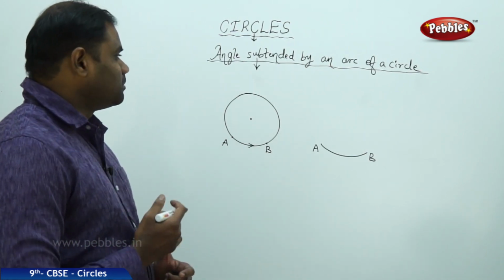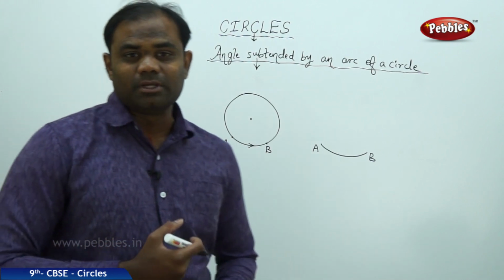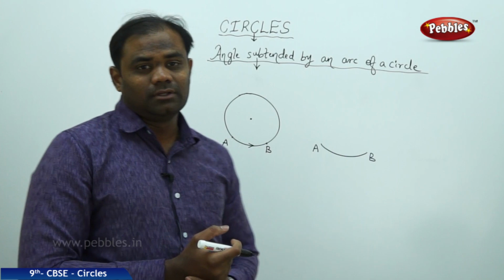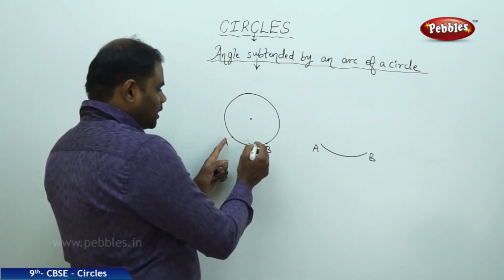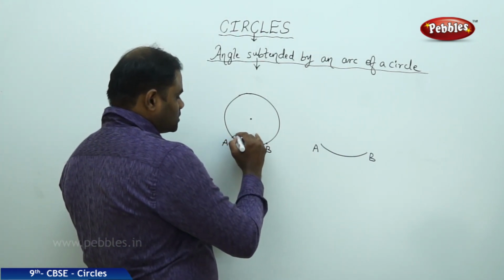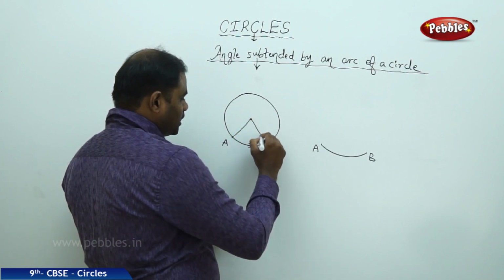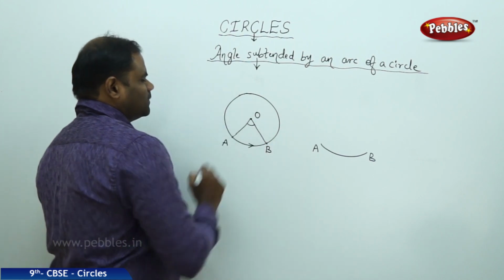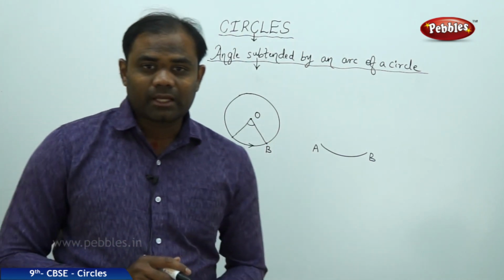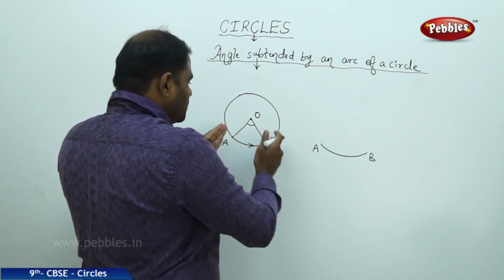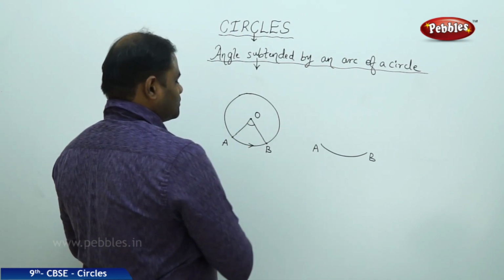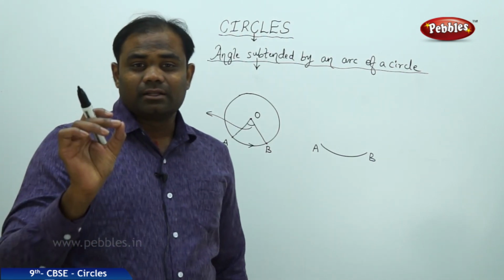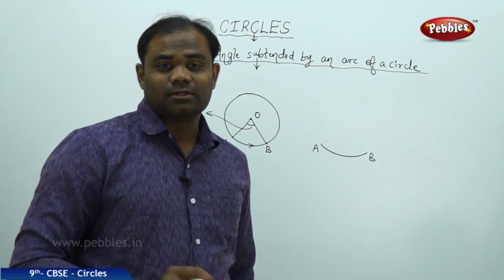So angle subtended by an arc of a circle is understood to be the angle made by the arc with respect to the center of the circle. For example, here is the arc AB. Now this is the angle made by the arc with the center of the circle. So this angle is referred to as the angle subtended by an arc of the circle.